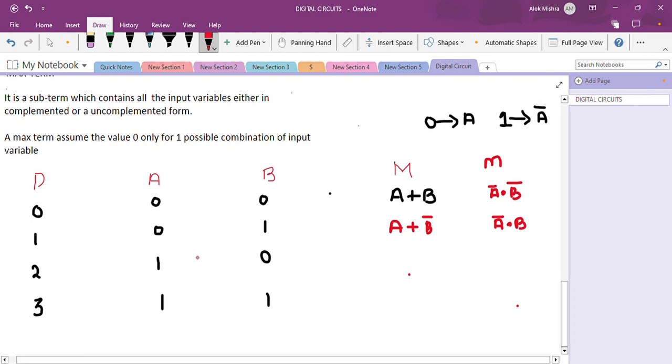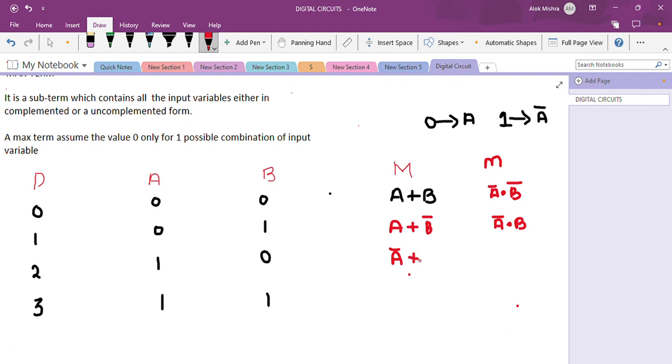Okay. What about this in max term form and minterm form? A bar plus B. A bar plus B. Okay. And in minterm form?